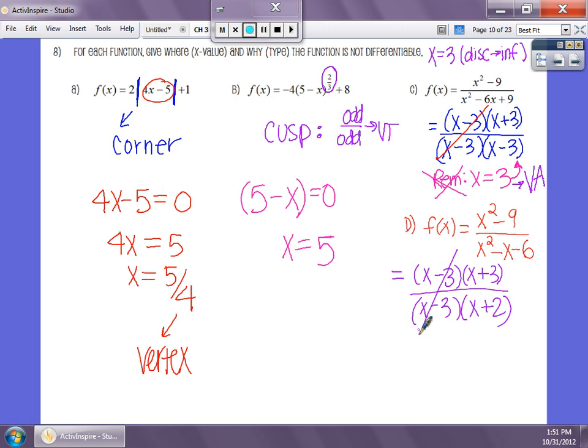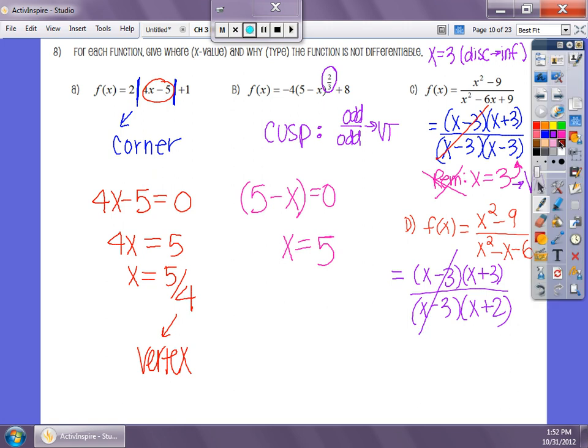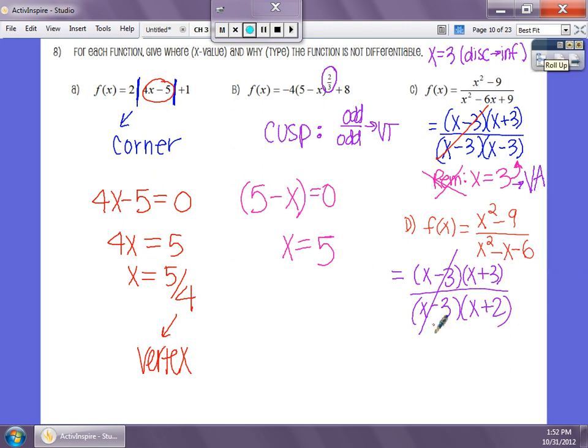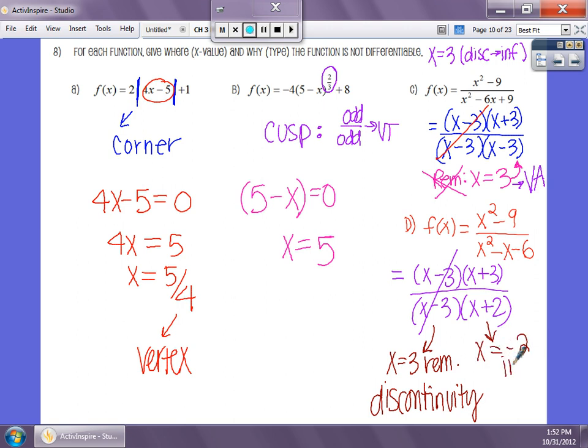Because the x minus 3 cancels and it's not a leftover factor in the denominator, this tells me that x equal to 3 is a removable discontinuity, which means that it's not differentiable because it's a discontinuity. And then this one gives me that x equal to negative 2 is an infinite discontinuity, which means vertical asymptote, which then tells me also discontinuity.